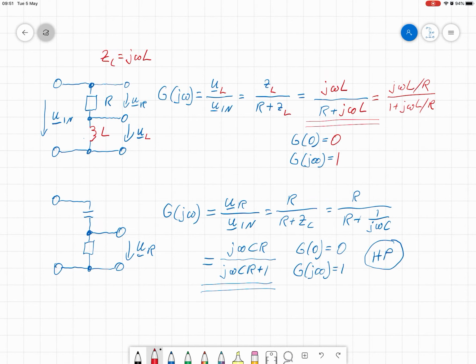So we're replacing the capacitor with an inductor. We turn the low-pass filter into a high-pass filter, which seems perfectly reasonable given that they have kind of the opposite behavior. Let's have a look at the second filter that we have here.